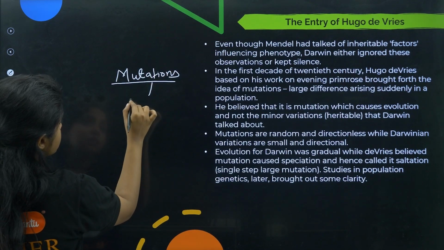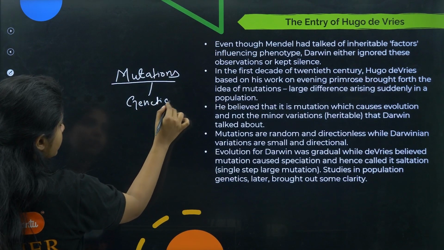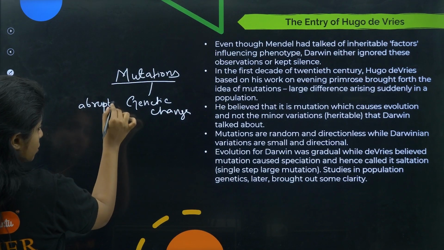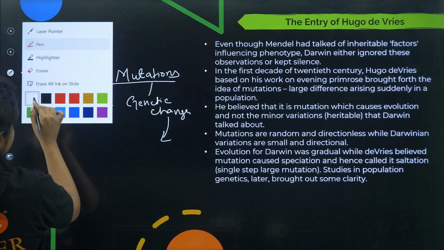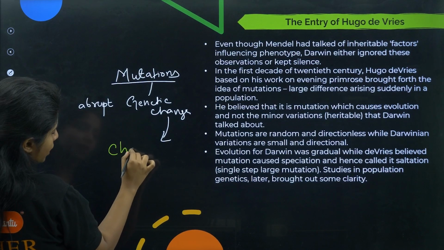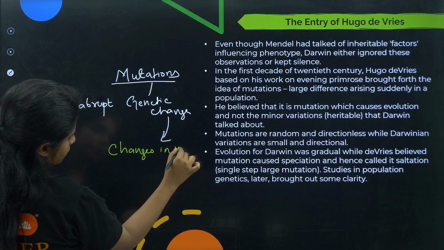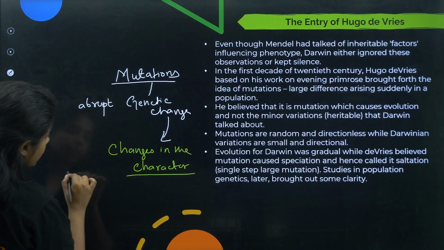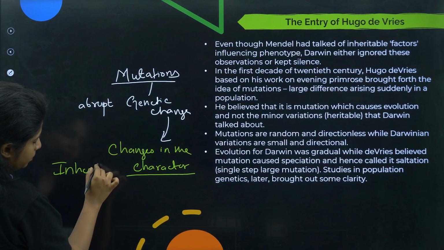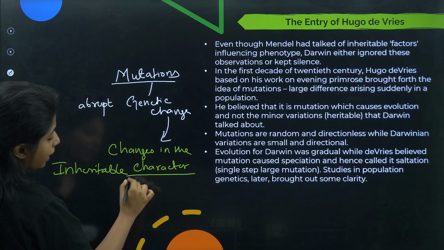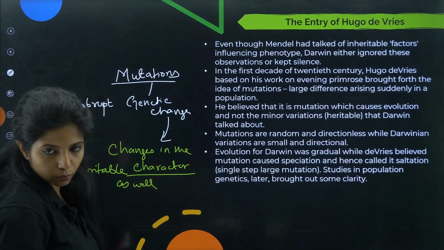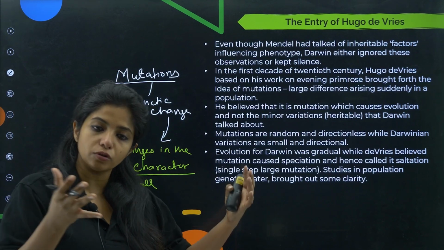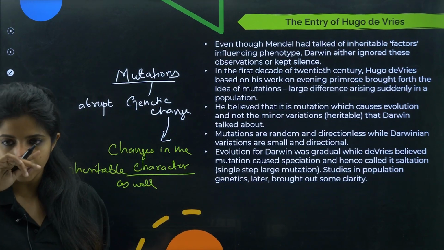Mutations means there are certain abrupt genetic changes that happen, that will obviously bring changes in the character, as an inheritable character as well. He was the person who said that. It can be changes in some other chromosome and also in the germ cells. That's what I am trying to tell you.